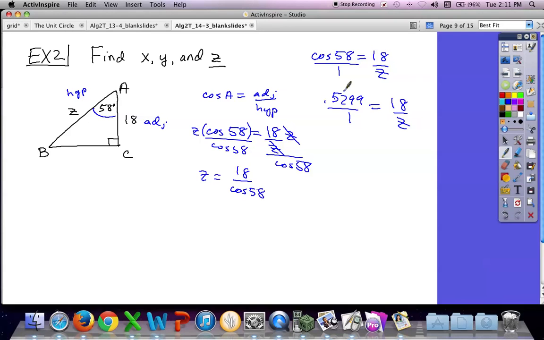Another thing you could do is this. What if you did cosine of 58 over 1 equals 18 over z? You could just flip both sides, and then it'd be 1 over the cosine of 58 equals z over 18. I mean, you have a lot of options.